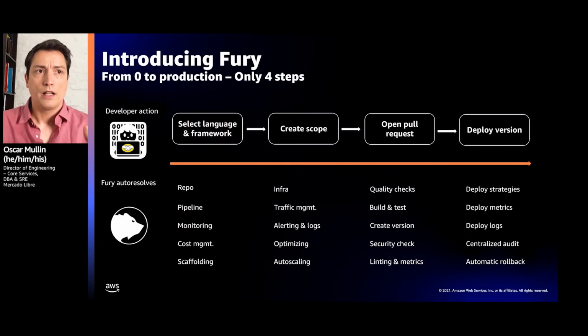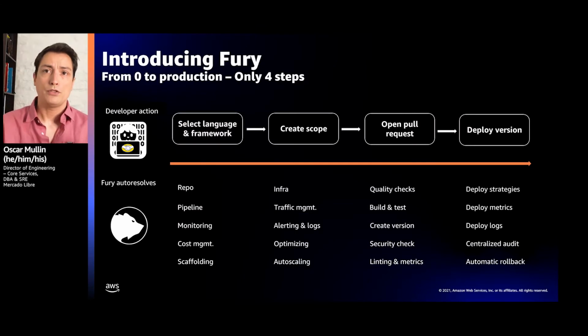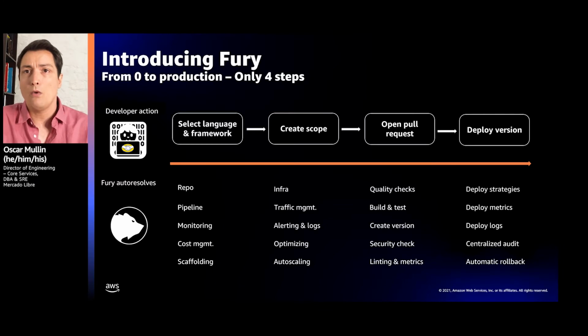Which is the journey for a developer to go from zero to production? Basically only 4 steps. You create a new application, select the language and the framework you want to use. That will automatically create for you repository, pipelines, monitoring, cost management, and so on. Then you have to create scope.